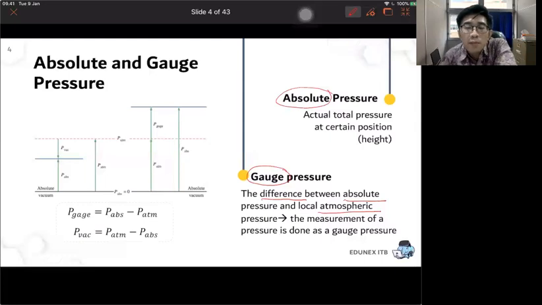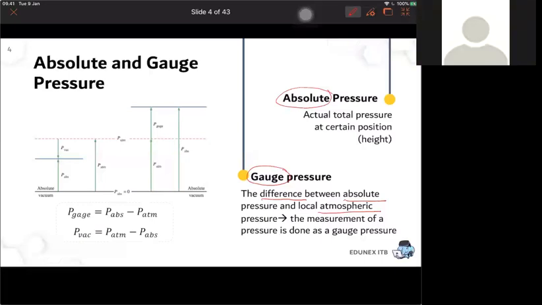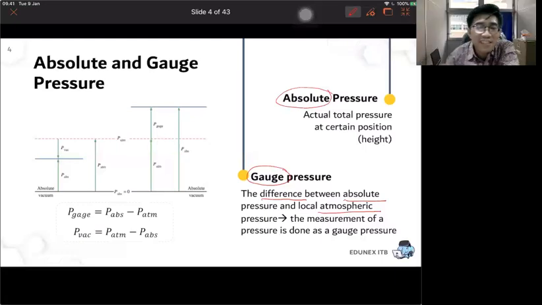Ada pertanyaan dulu sampai di sini? Any question? Sir, I have a question, sir. Okay. What's the PVAC, sir? Oh, later. We will discuss it later. I'll give you the example after this.